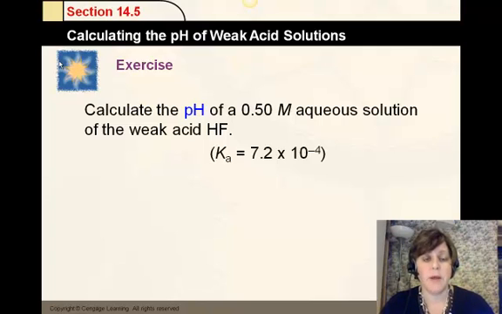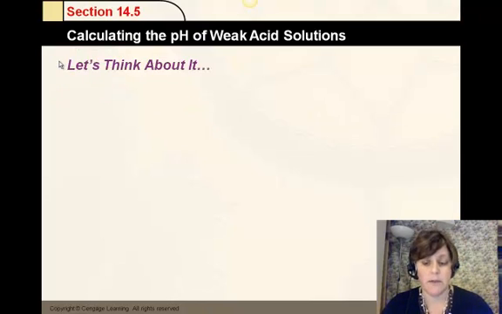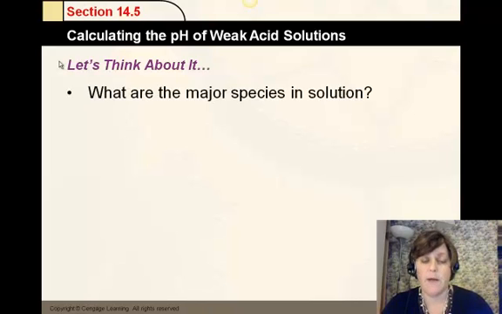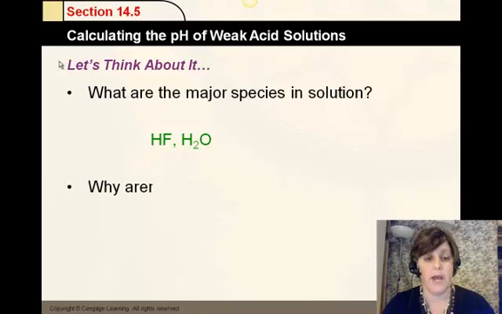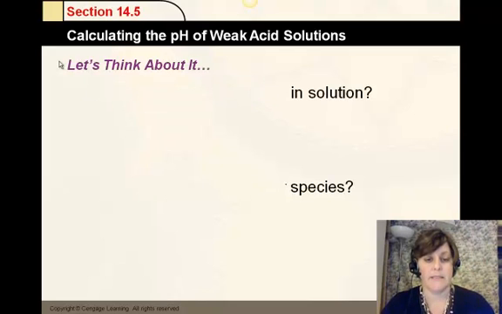So let's get on to some problem solving. Calculate the pH of a 0.5 molar aqueous solution of the weak acid HF. And that Ka value is 7.2 times 10 to the negative 4. So how do we do it? Well, we think about the major species in solution. We know HF and we know water are two of the major species. Certainly not hydrogen or fluoride ion, and that's because it doesn't ionize well and form those ions.